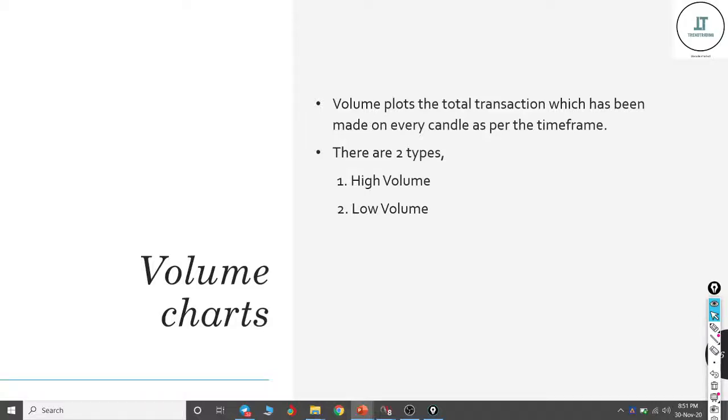Welcome back. In this class, I will share the importance of volume charts. As I mentioned at the start of this course, there are three pillars of trading, that is price, volume, and time. Volumes are of two types, that is high volume and low volume.